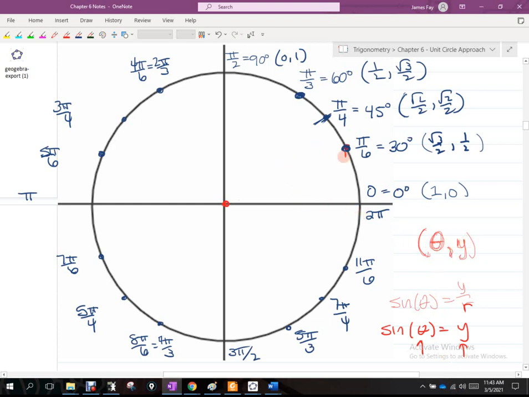So what we're going to do is take a bunch of ordered pairs. Like my first ordered pair is going to be 0, 0. My second ordered pair is going to be pi over 6, 1/2. And then pi over 4, radical 2 over 2. Does that make sense, everybody?